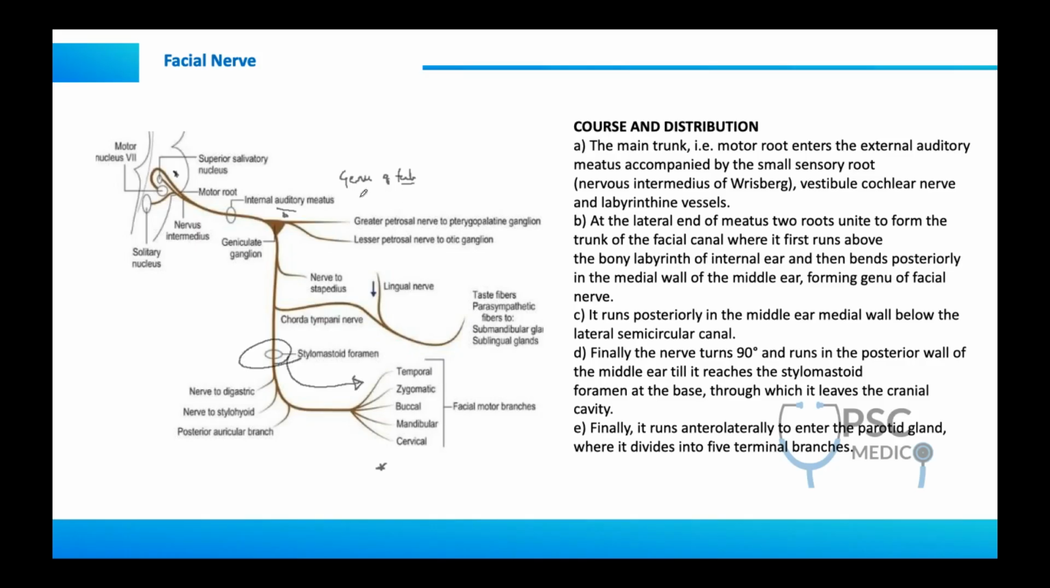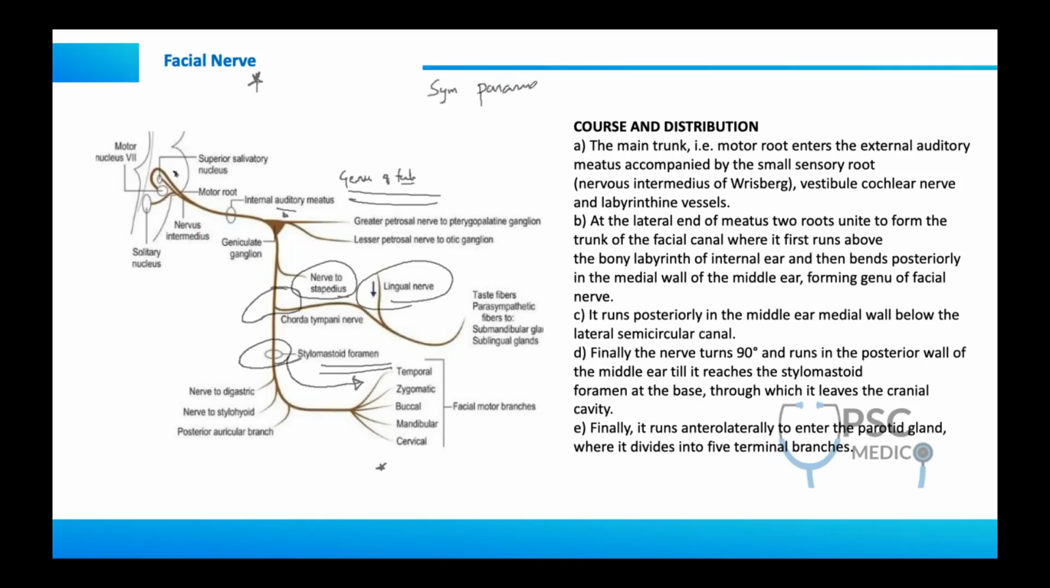So just remember these two points: the genu of the facial nerve and the stylomastoid foramen. In the middle ear we all know that it gives a branch called chorda tympani, and also the nerve to stapedius. That's the reason when we do a stapedial reflex test, we are not testing the eighth nerve, we are actually testing the seventh nerve. And we all know that the facial nerve also has sympathetic and parasympathetic components.